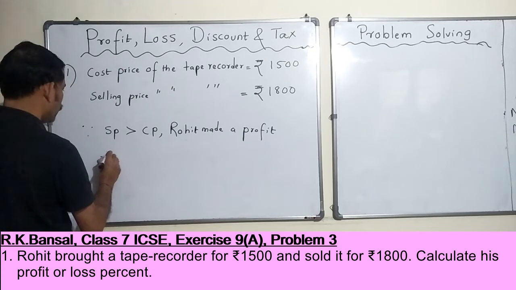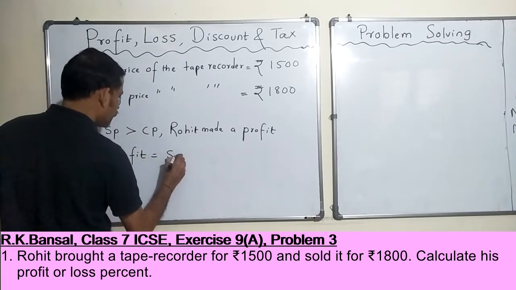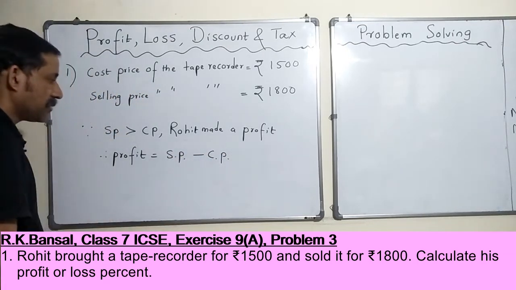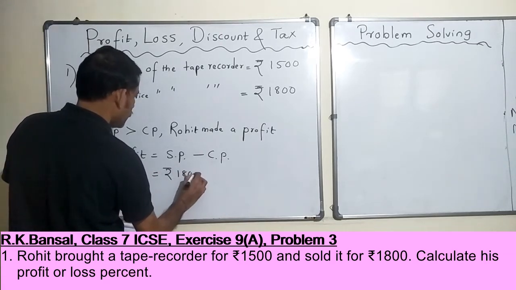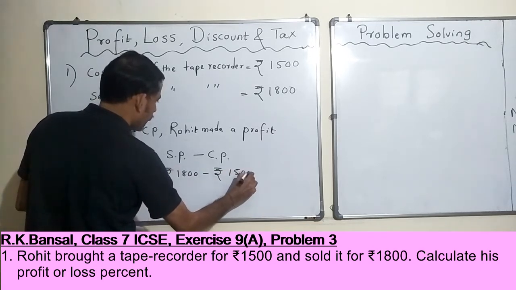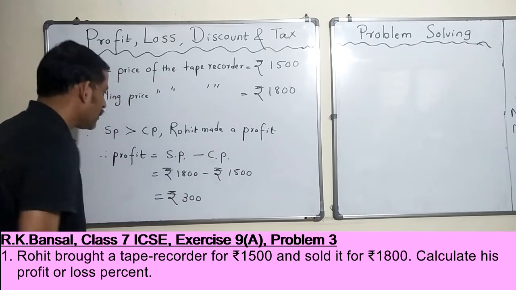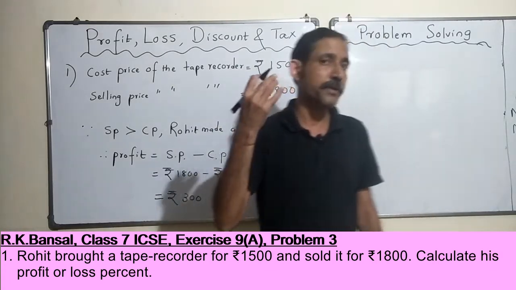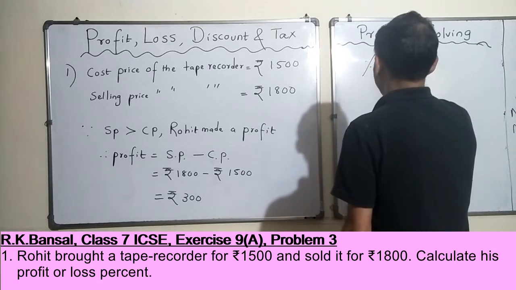Therefore profit is equal to SP minus CP. Selling price minus cost price should give you the profit. So this is how much? 1800 minus 1500 is equal to rupees 300 is the profit. But they are not asking you what is the profit, they are asking you what is the profit or loss percent. Since it's a profit, we'll find out the profit percent.